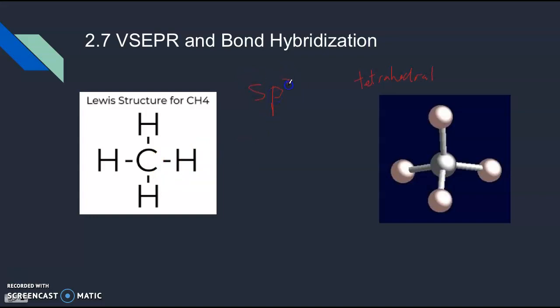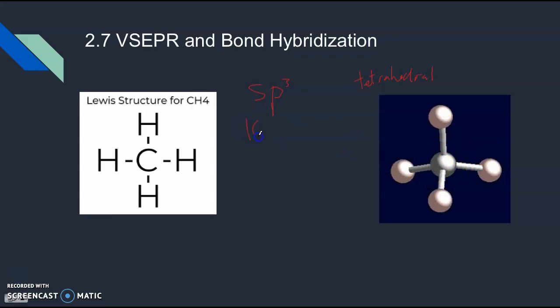sp3 hybridization. The way you figure out hybridization is you look and see how many effective pairs are coming off of the center atom. So an effective pair is a single bond, a double bond, a triple bond, or a lone pair. So if we have four effective pairs, in this case we have four single bonds, that's sp3 hybridization. So when you have four bonds, that's called tetrahedral.